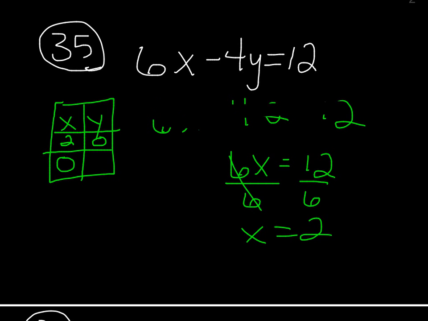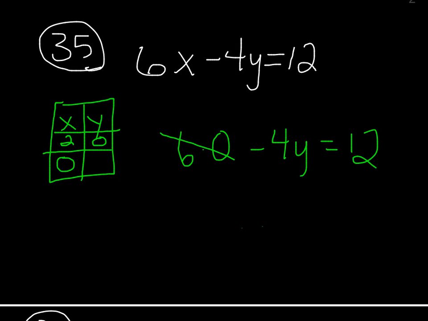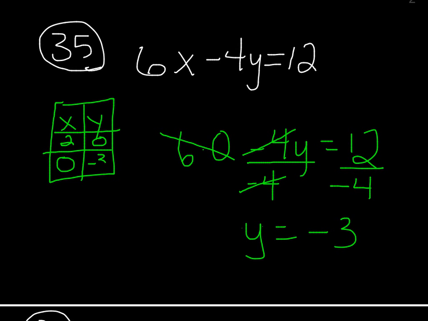To find the y-intercept, we do the same thing, but plug in a 0 for the x. So we'd have 6 times 0 minus 4y equals 12. 6 times 0 is just 0, so we're left with a minus 4y equals 12. So we'd have to divide by negative 4. Don't forget to do that. That negative's there. It doesn't go away when you do 6 times 0. And so 12 divided by negative 4. So y would equal negative 3. So the y-intercept there is negative 3.